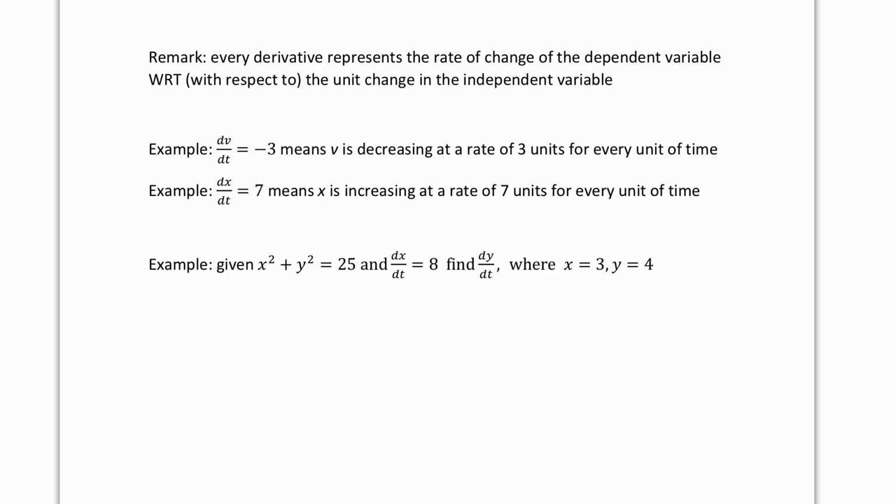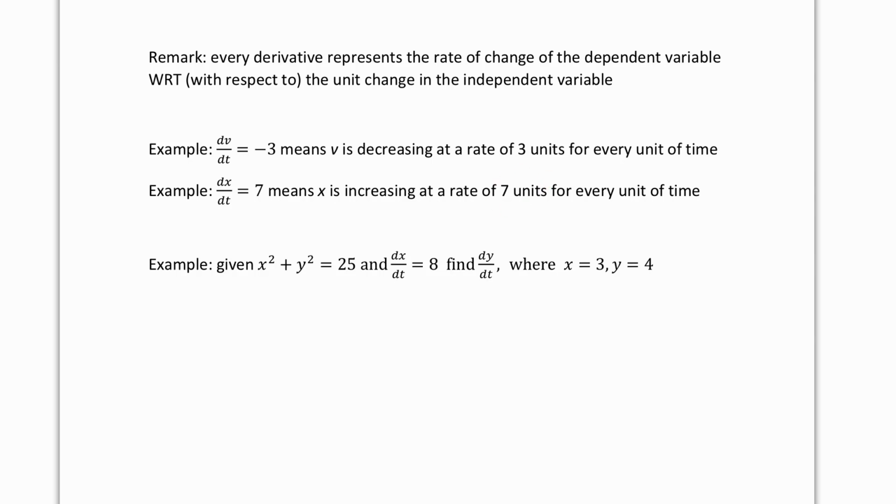So if we have, let's say, in this case, dv/dt equals -3, well, in this case, we're going to say the bottom is t for time. It means that v, whatever our variable v is, is decreasing at a rate of 3 units for every unit of time because this is our slope, -3 or -3 over 1. That -3 over 1 means we have a rate of 3 and it's decreasing because it's negative. Or if we had dx/dt equaling 7, it means x is increasing because it's positive at a rate of 7 units for every unit of time.